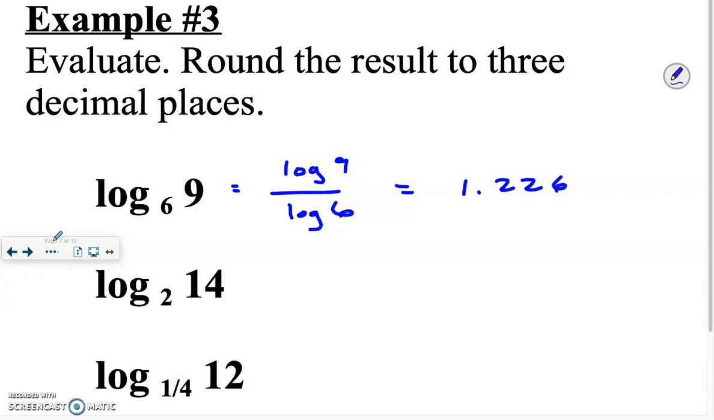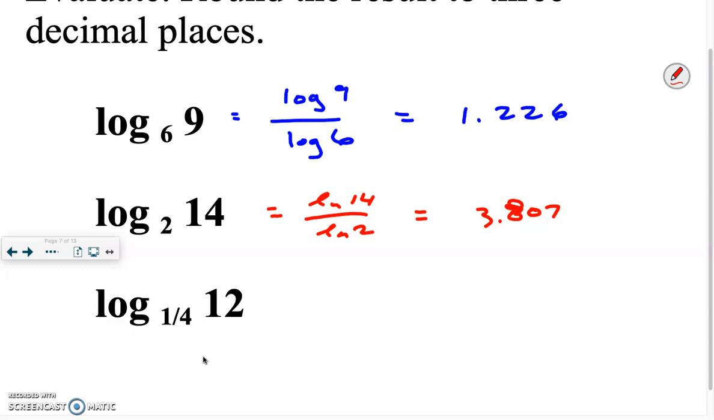What about log base 2 of 14? Let's use natural log this time. Natural log 14 over natural log 2. What are we getting as a decimal, please? 3.807? That's 3.807.